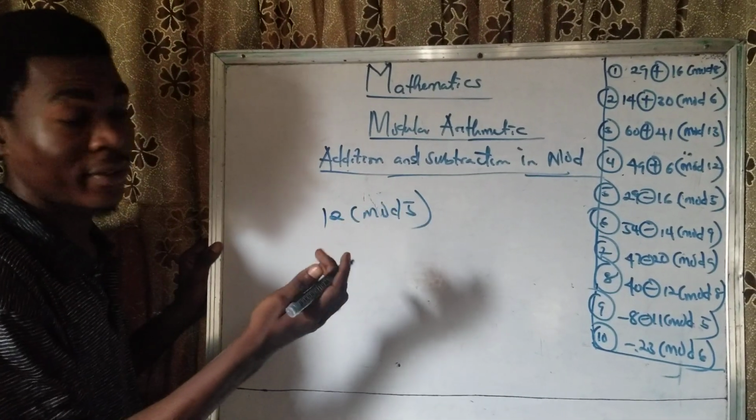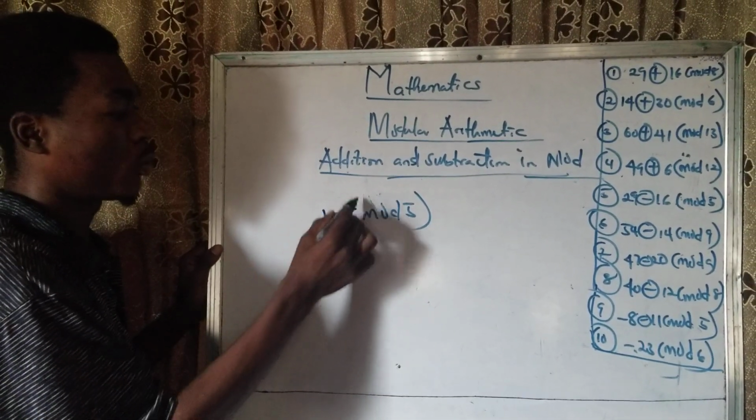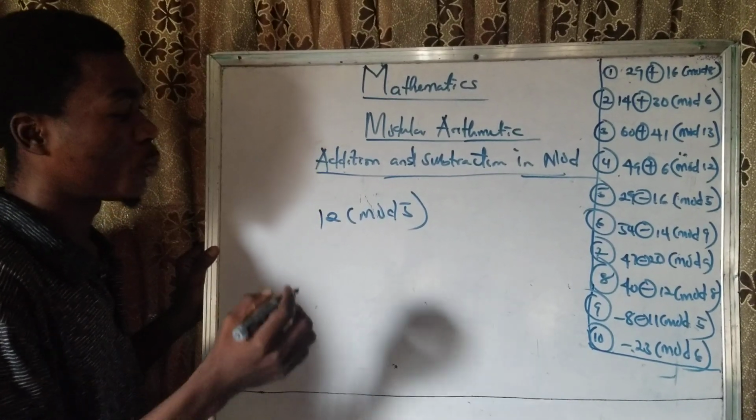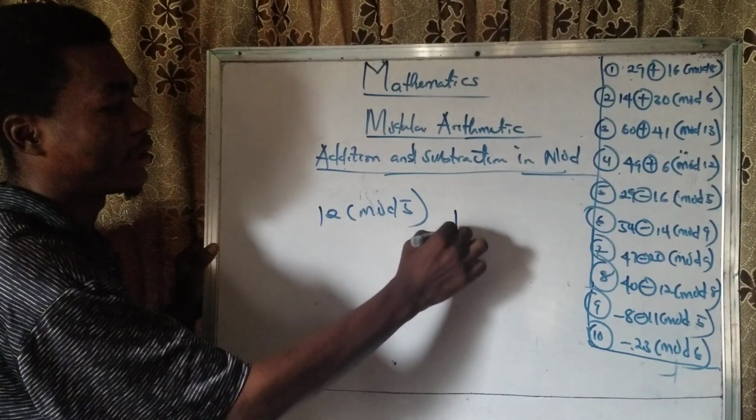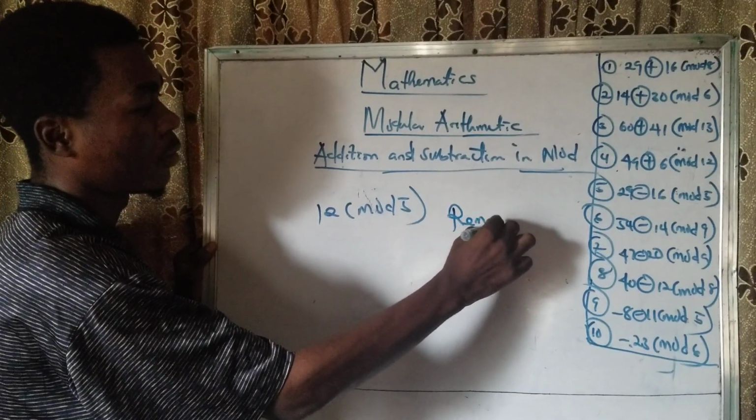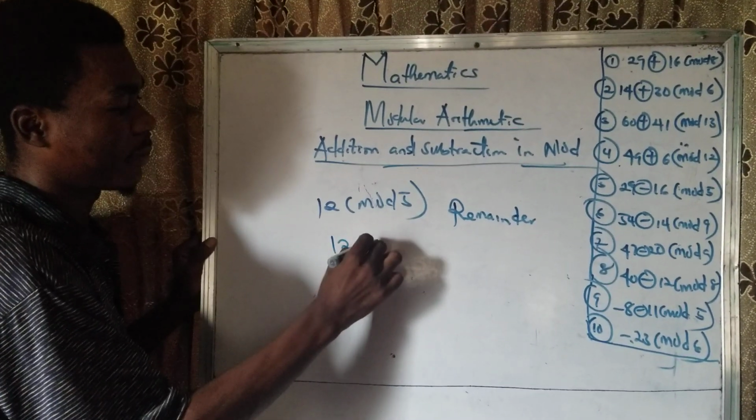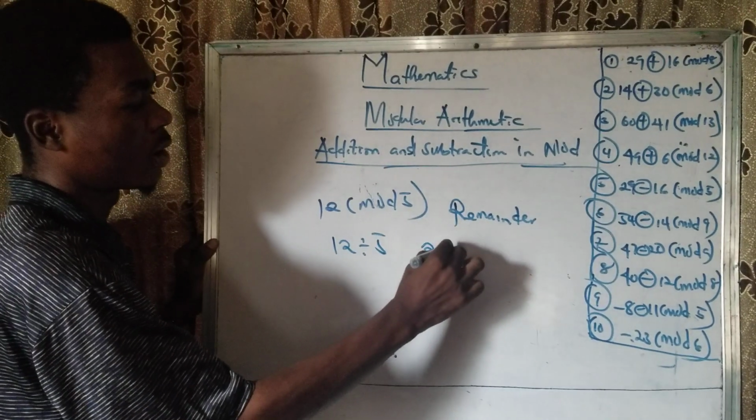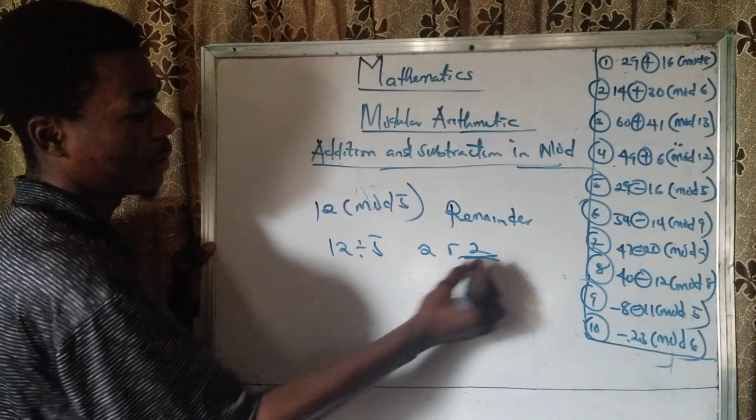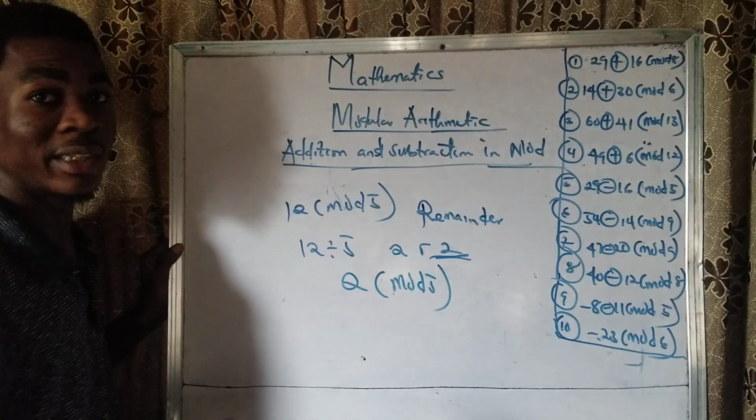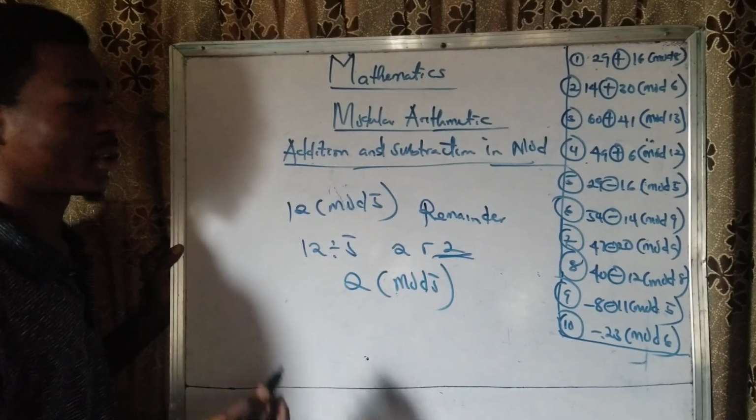12 divided by 5. I told us that whenever we are dealing with modular arithmetic, it's just like number base, so you must take note of your remainder. So 12 divided by 5, that's 2, remainder 2. So you write your remainder, which is 2 mod 5.